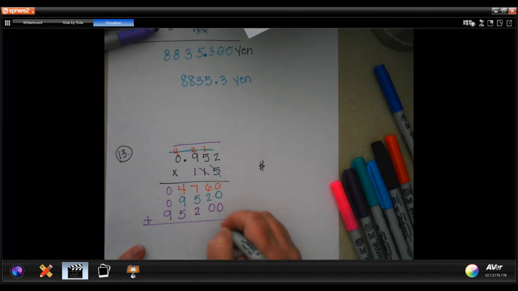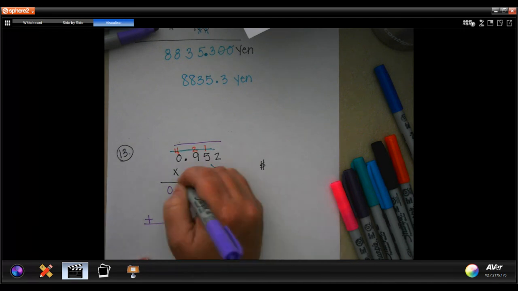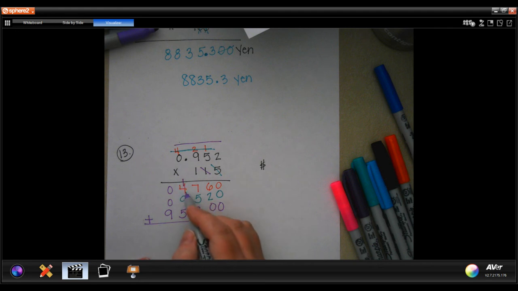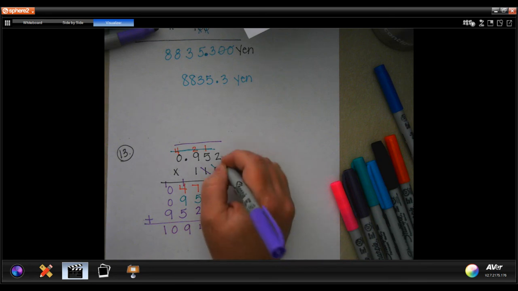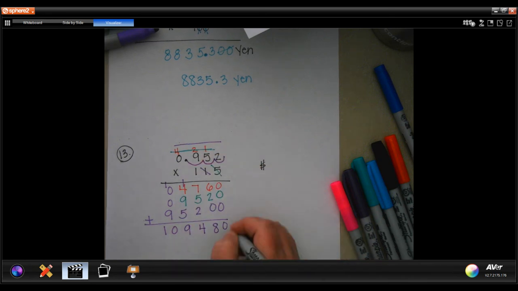Zeros straight down. 6 plus 2 is 8, plus 0 is 8 still. 7 plus 5 is 12, plus 2 more is 14. I'm going to carry that 1. 1 plus 4 is 5, plus 9 is 14, plus 5 more is 19. I'm going to carry that 1. 1 plus 9 is 10. Okay? Now, in our problem, I went in 1, 2, 3 places for the decimal, so I need to go in 1, 2, 3 places for the decimal.